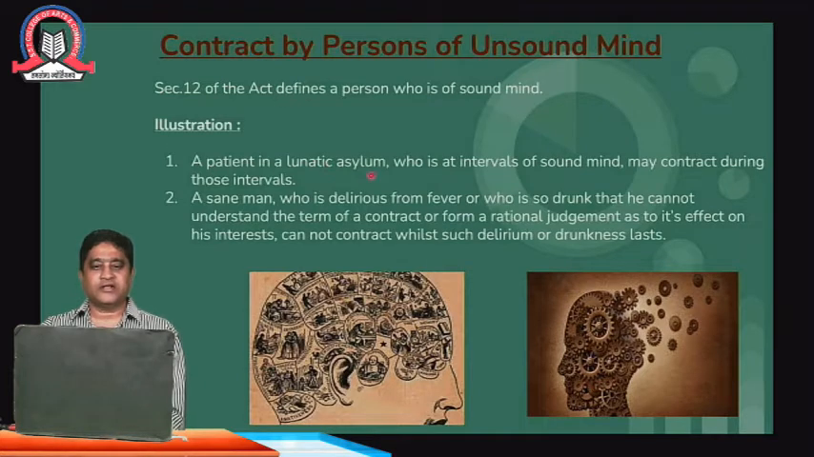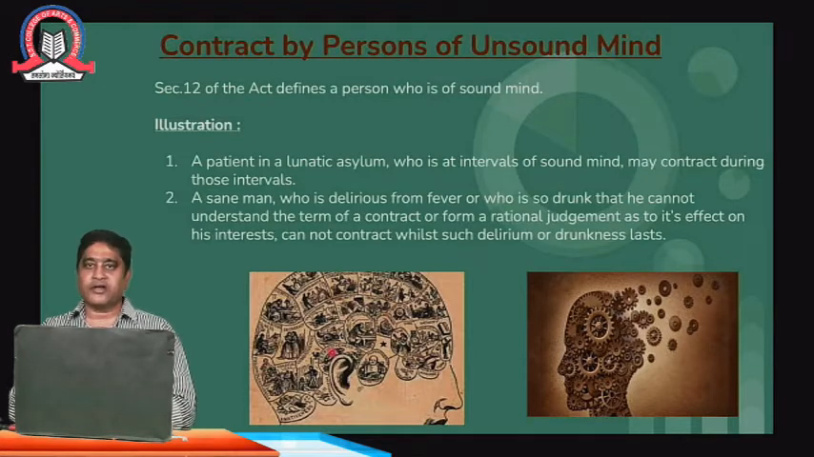A patient in a lunatic asylum who is at intervals of sound mind may contract during those intervals. A sane person who is delirious or in a state of drunkenness cannot understand the terms and conditions of the contract and cannot form a rational judgment. That means he is in a state of intoxication, his mind is not free, he is not able to make a rational judgment, and he cannot understand the terms and conditions of the contract.